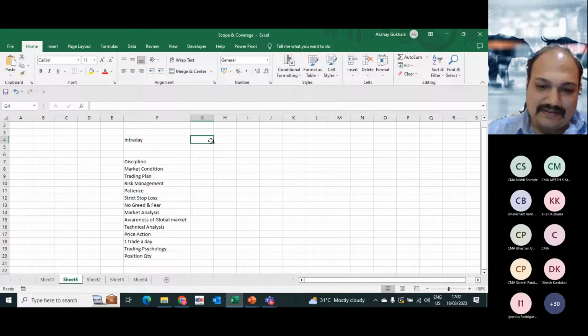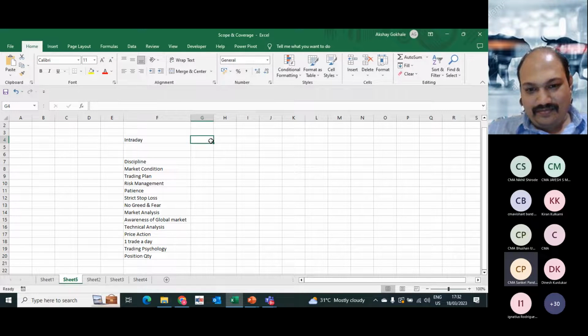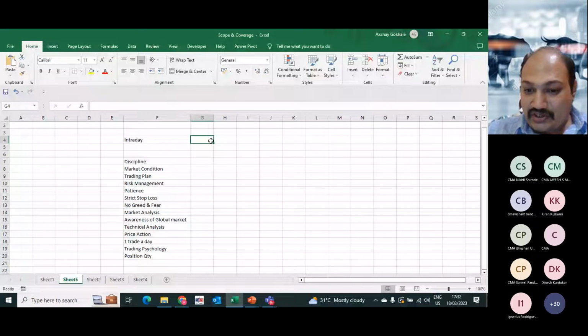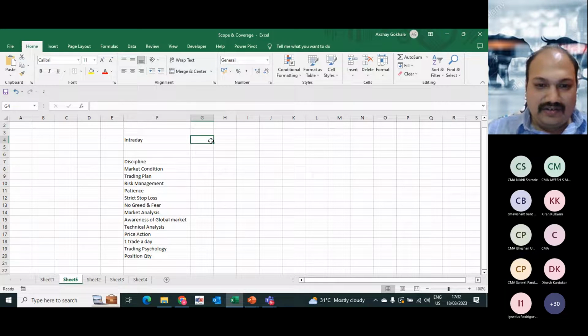Okay. Anything else? Is this the only specific reason for which we do intraday, or is there any other reason? Earning short-term gain. Short-term gain. Yes.